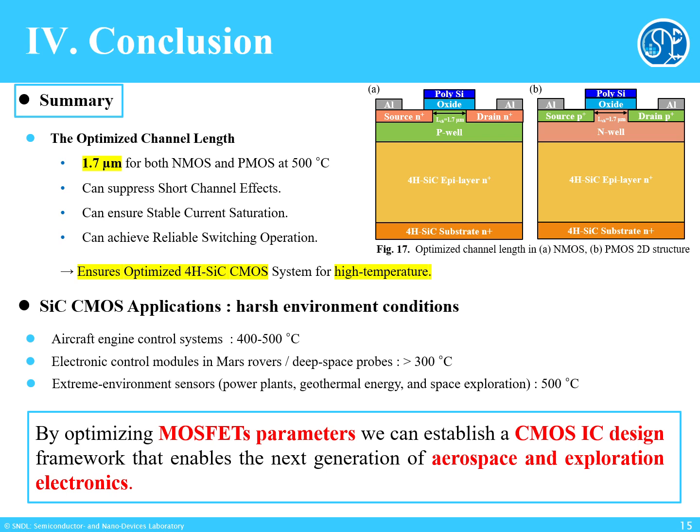To sum up, we found 1.7 micrometers as the optimized channel length at 500 degrees. This value suppresses short channel effects and secures stable current saturation. It also enables reliable switching. With this, silicon carbide CMOS can be used in harsh environments like aircraft engines, Mars rovers, and high temperature sensors. By optimizing MOSFET parameters, we can build CMOS circuits for the next generation of aerospace electronics. Thank you for listening.